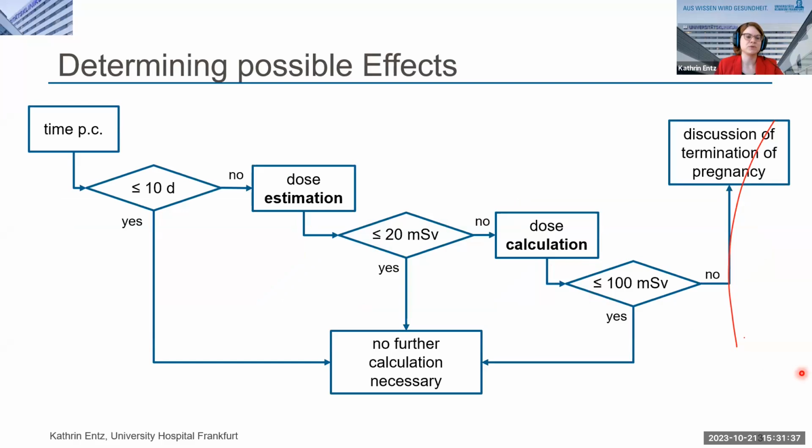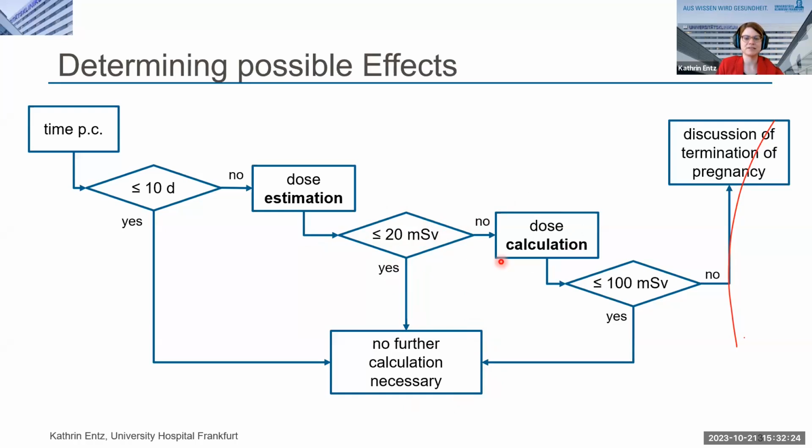Or in a more detailed version, you can see it here. You would start by determining the time post-conceptus, and if you're below 10 days or a maximum of 14 days, you can say, okay, you don't have to do anything further because of the all or nothing principle. Then if you're past those 10 days, you would start with a dose estimation. If you're staying in a very low dose range, so below 20 millisievert, again, you wouldn't have to do anything because the dose is so low that you won't see any deterministic effects, and the stochastic effects are negligible. And only if you're in a higher range, you would start with those calculations.